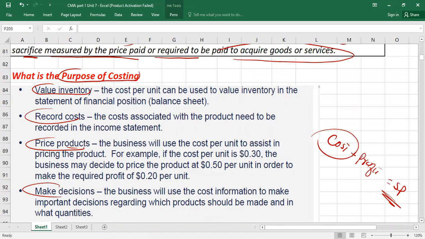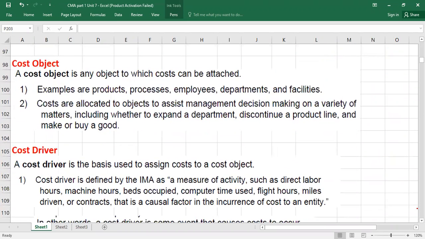Okay. Then we have another definition. Please listen to me. That is called cost object. How can you define the cost object? I will tell you. Cost object means anything to which you can allocate the cost or for which cost can be calculated. For example, I'm manufacturing an LCD. LCD is one cost object because cost can be attached to the LCD.